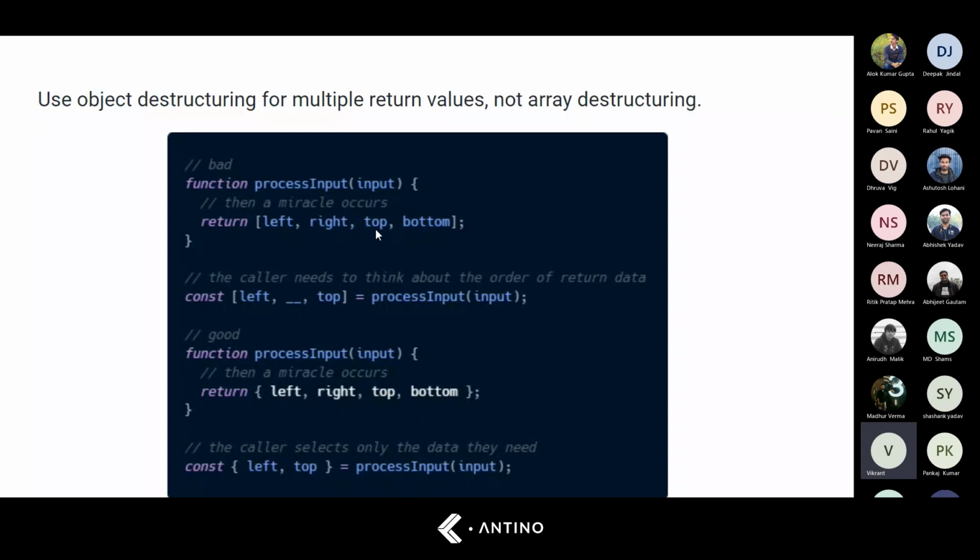If I want to access top, I will have to skip the right value. In the good approach, you can see we don't have to worry about skipping. We can simply name it, and it will return the exact property that we want to access. Then we can skip the rest of it.